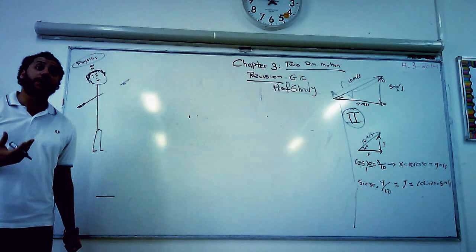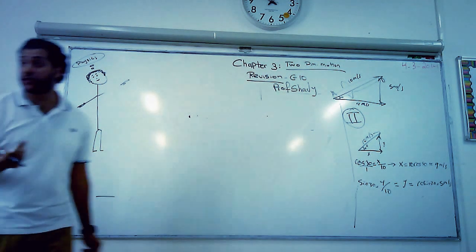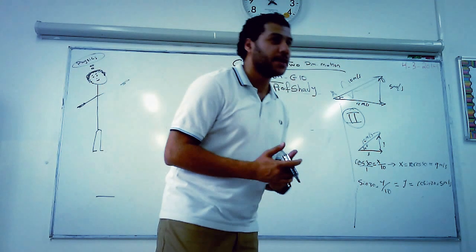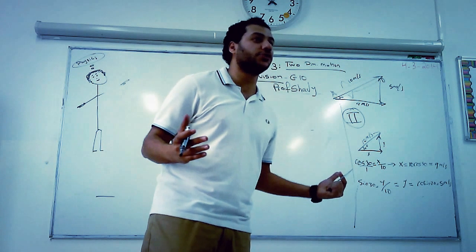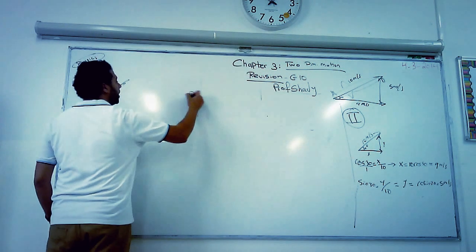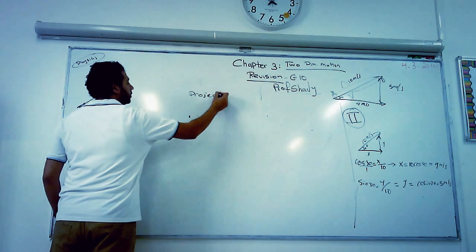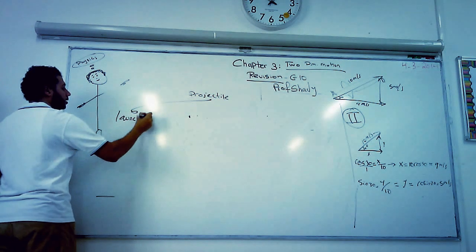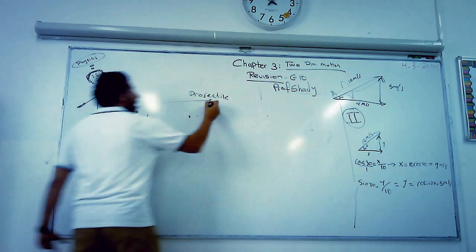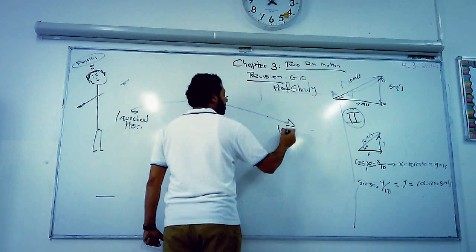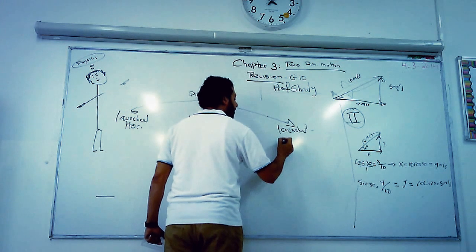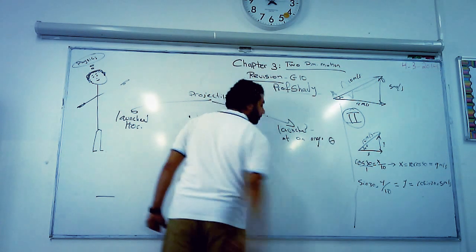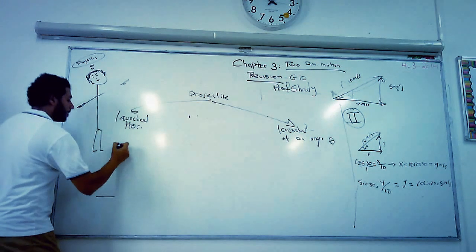So how can I use projectile motion? How can I solve problems with projectile motion? First of all, you need to identify what type of projectile motion it is. You have two main types: a projectile that is launched horizontally, and a projectile that is launched at an angle, theta.